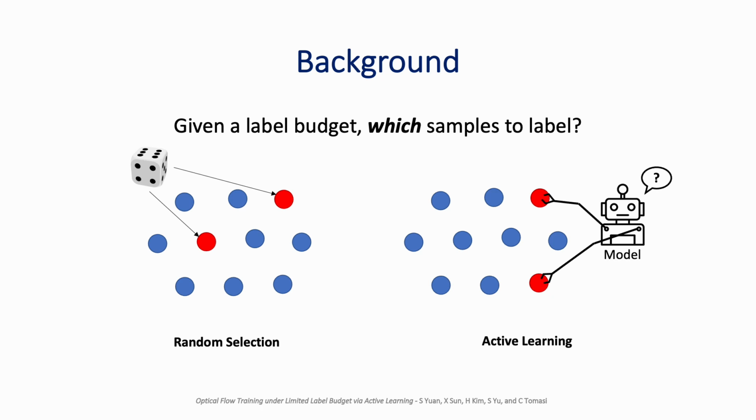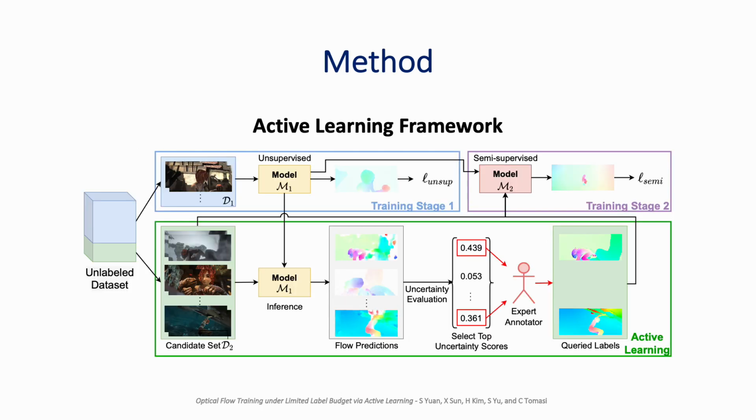Active learning allows the trained model to pick valuable samples that may help the most to query labels. To the best of our knowledge, we are the first to study active learning as an approach to tackle the high annotation cost of optical flow training. Now we introduce our active learning framework.